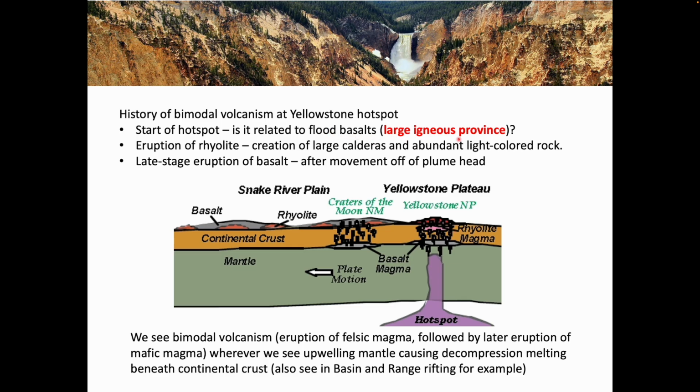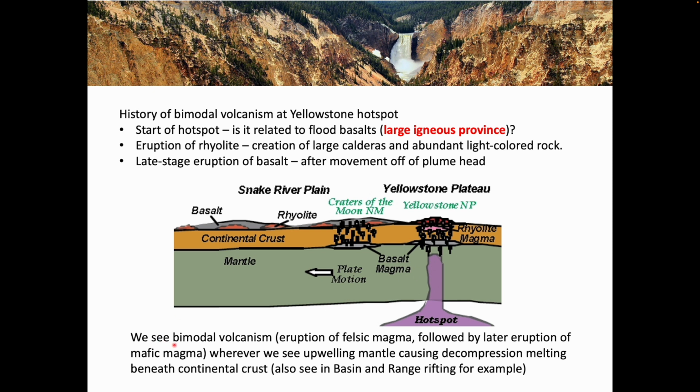Our new featured word for this week is large igneous province, and I'll talk about that in a couple of slides. It's thought that large igneous provinces, such as flood basalts, are part of the initiation, the first part of the hotspot reaching the continental crust's base. Following your large igneous province, you get felsic volcanism, eruptions of rhyolites, the creation of large caldera systems, and abundant light-colored volcanic rock. Following your large rhyolitic eruptions, you will get smaller, late-stage eruptions of basalt in your caldera and in the surrounding region after your area moves off of the head of your hotspot plume.